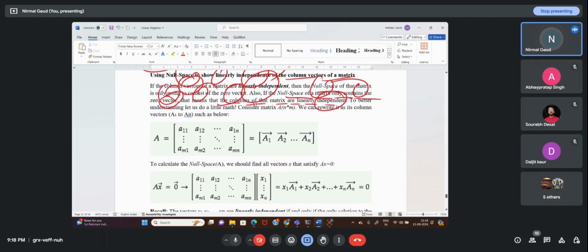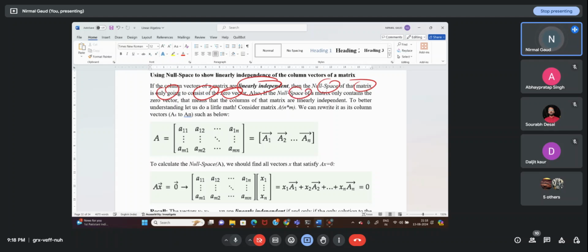Let me clear this so we can read the lines. If the column vectors of a matrix are linearly independent, then the null space of the matrix is going to consist of only the zero vector. It has only the zero vector. If independent, then the zero vector.